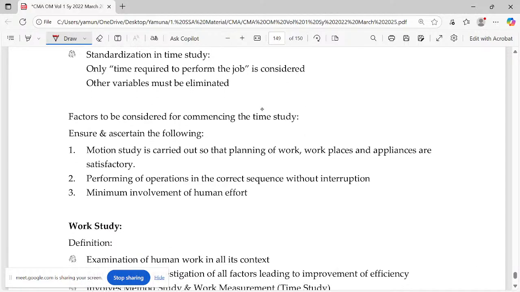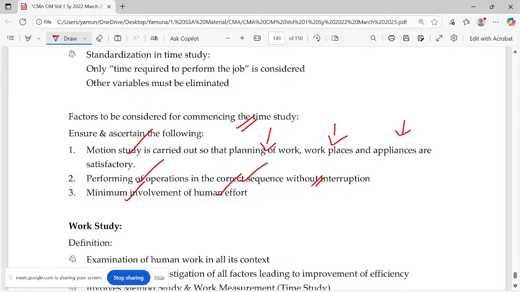What are the factors to be considered for commencing the time study? Probably when you talk about motion study, you have to know actually what type of work you're planning, how the workspaces are allocated, and what appliances are there, and how satisfactory they are. Performing the operations in the correct sequence without interruptions, with minimum involvement of human effort, should be there. Okay, that's about time.